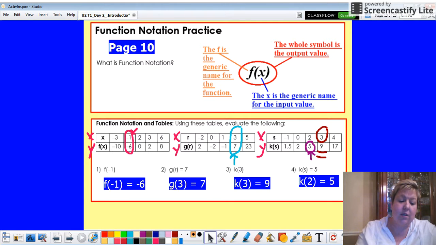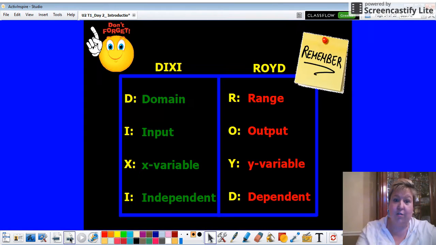All right, you are going to try some on your own, so it's time to practice. Right before we get to the practice, there's something that I like to remember. I use it all the time. I probably learned it in 8th grade in algebra, but it's called DIXIEROID. It's just a mnemonic device to help you remember.